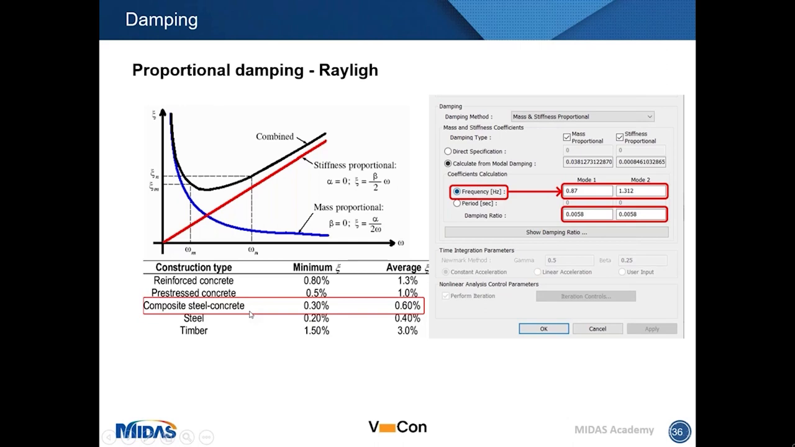From literature, you can find that for composite steel to concrete structure, we should be with the damping factor between 0.30 and 0.60 for an average footbridge. And the minimum value should be used for smaller construction, like 20 to 30 meters.